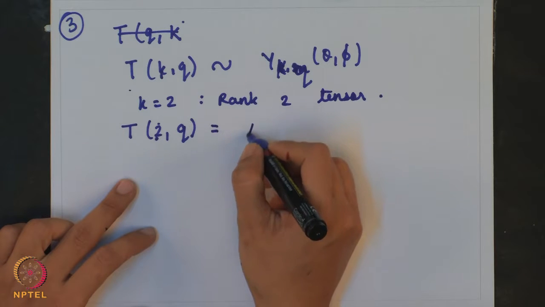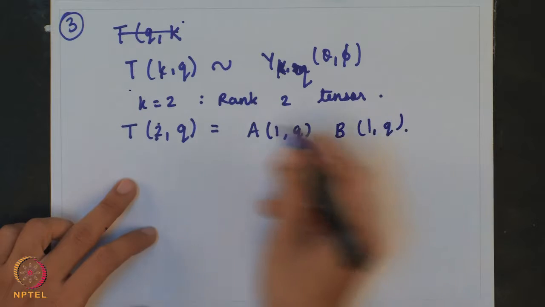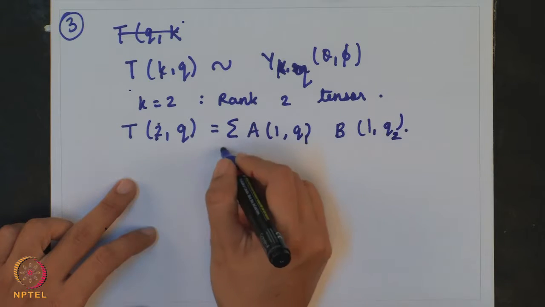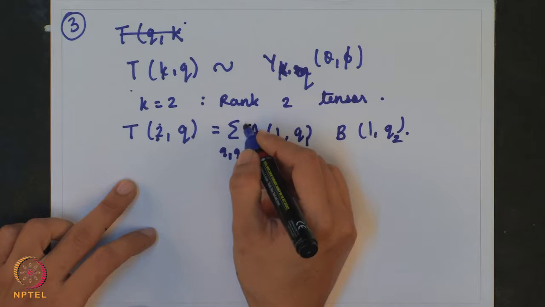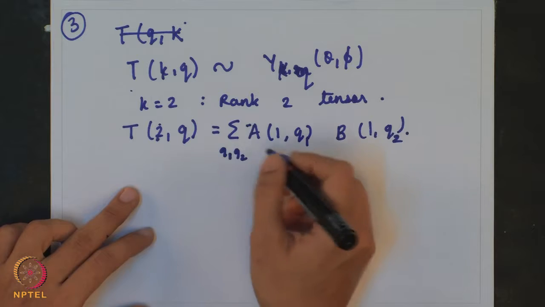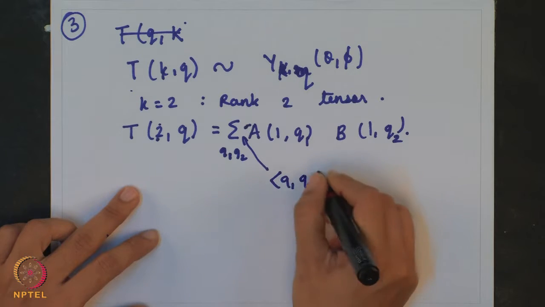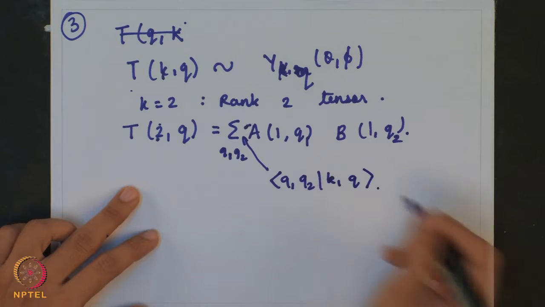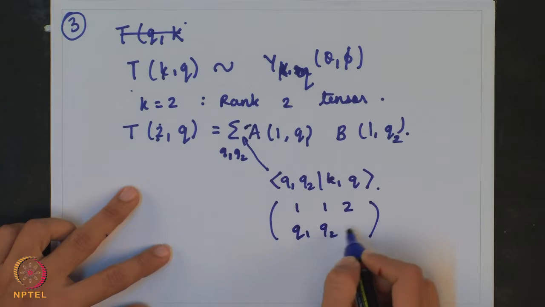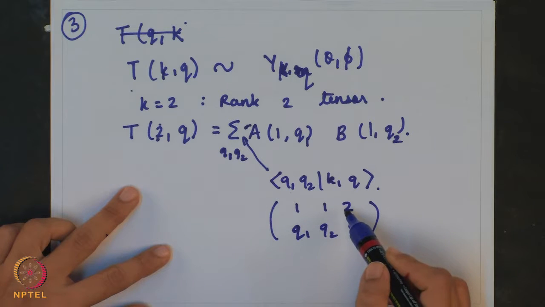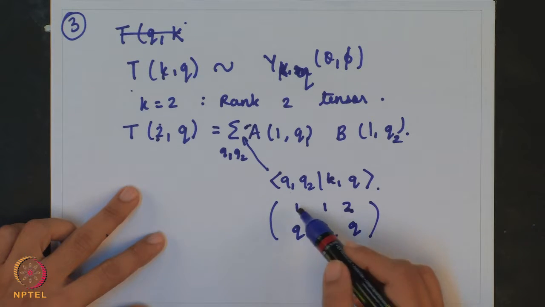One can obtain the rank 2 tensor by taking a tensorial product of the two, that is A 1 comma q1 times B 1 comma q2, and you take a sum over q1 q2. So q1 and q2 can take any values, and the coefficient here can be written as the Clebsch-Gordan coefficient 1 1 2 q1 q2 q. So this q corresponds to k as 2, and q1 corresponds to k1 as 1.